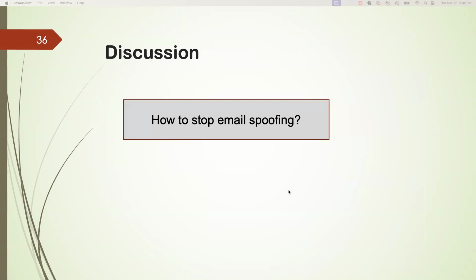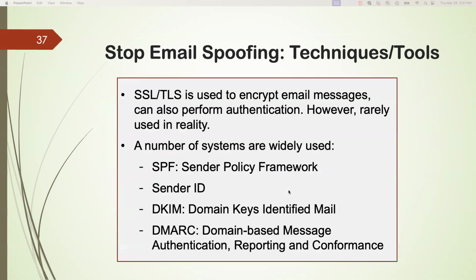Now, a next question that might come to your mind is, okay, we know that spoofing emails is bad, and we can identify a spoofed email. But is there any way to stop people from spoofing emails, or any way to automate this process? And the answer is yes. We have a couple of techniques that we can use in order to stop email spoofing. The first thing is we can use encryption such as SSL or TLS. Every email that we send, we can encrypt it, and the receiver can then verify whether this email is correct or not.